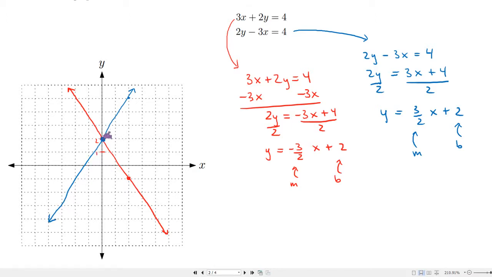And it looks like the intersection point is right here at the y-intercept. So the solution is just going to be 0, 2. So the solution is 0, 2, right? That's where the intersection is, 0, 2. Or you could either write that, or you could write x is equal to 0, y is equal to 2.